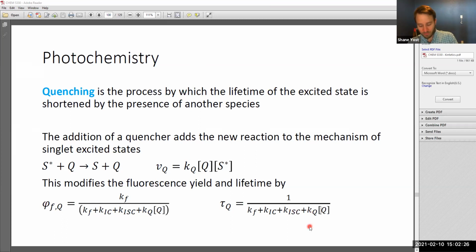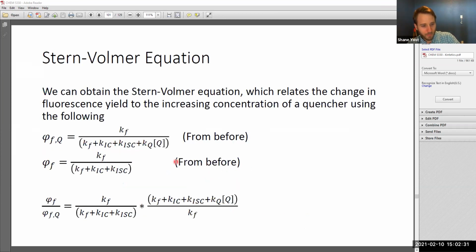So the quencher will definitely reduce your lifetime in your system, as well as, say, your fluorescence yield. If we use the definition of the fluorescence yield without the quencher and the fluorescence yield with the quencher, and take a ratio of these, phi F divided by phi FQ, the fluorescence yield with the quencher, dividing by phi FQ is the same thing as taking the reciprocal of the fraction and multiplying it. So that's why I have the reciprocal here, and I'm multiplying it together.